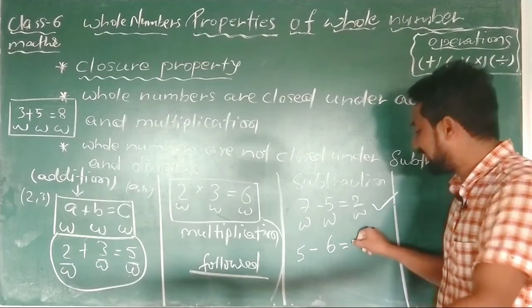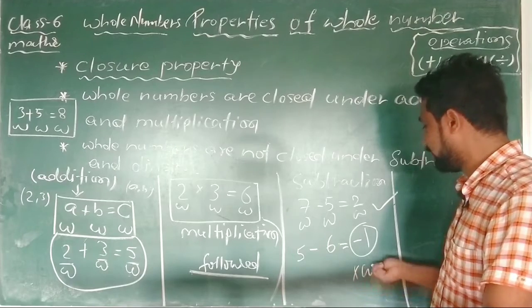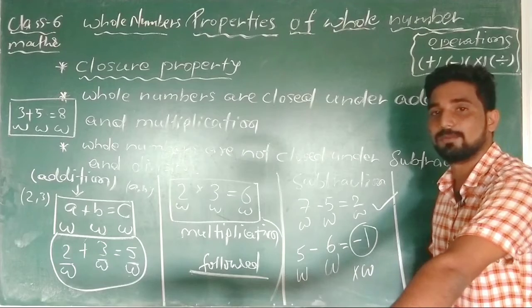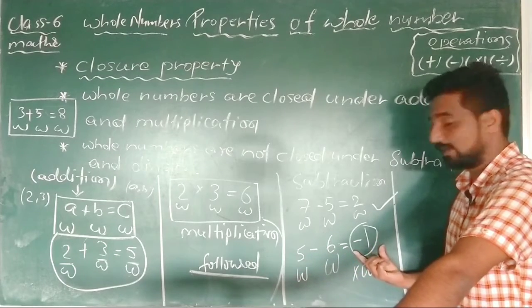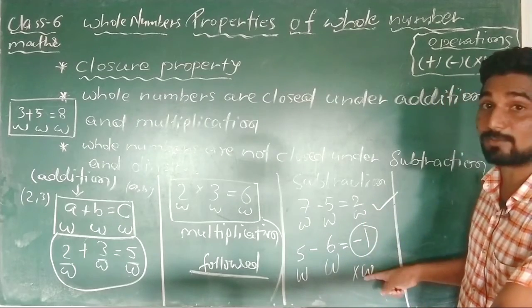5 minus 6 is minus 1, and you know this minus 1 is not a whole number. This is a whole number, this is a whole number, but this minus 1 is not a whole number. So when I subtracted these two whole numbers, the answer which came here is not a whole number. So that is why it was followed here, and here it is not followed.